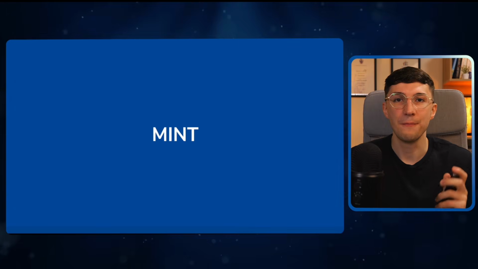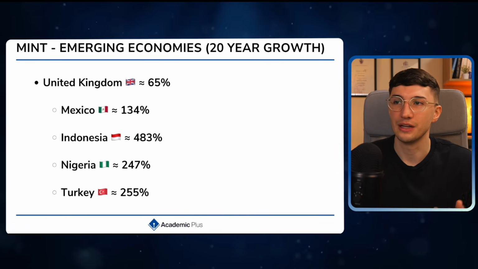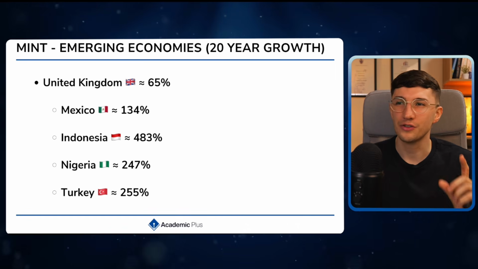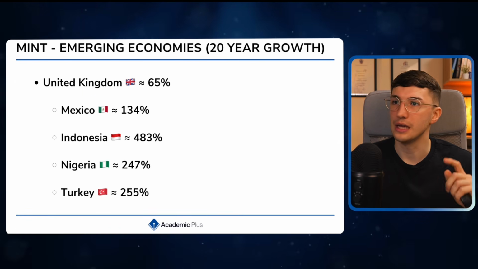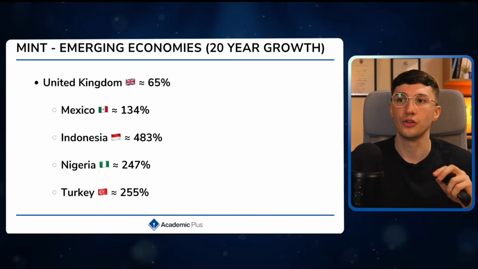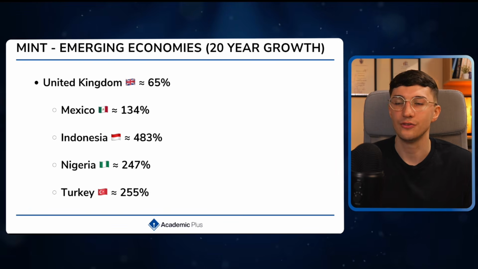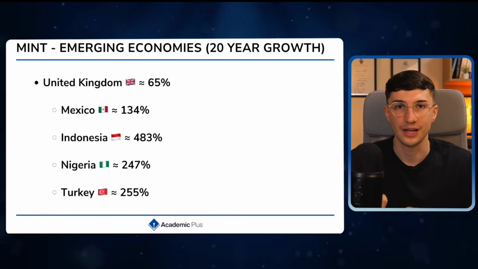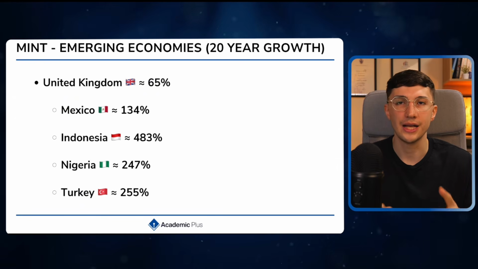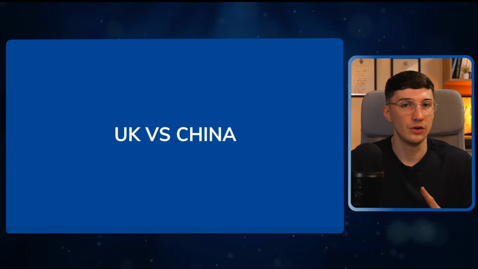But we also have MINT, and these are the new emerging economies: Mexico, Indonesia, Nigeria, and Turkey. Again, these are just rough estimates, but Mexico's growth rate over the last 20 years is 134%. Indonesia, 483%. Nigeria, 247%. And Turkey, 255%. So as you can see, the growth rate within these emerging economies is a lot more than the UK. Now, I'm not going to go through every single one of those emerging economies, but the one I do want to take a look at is the comparison between the UK and China.